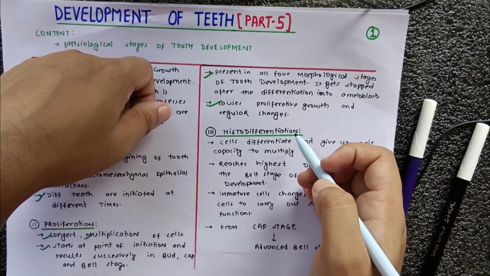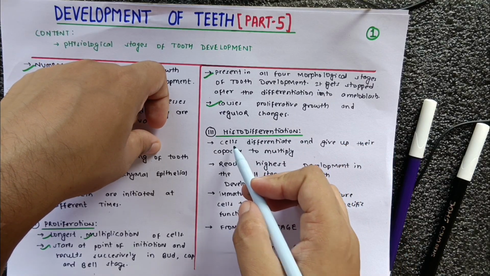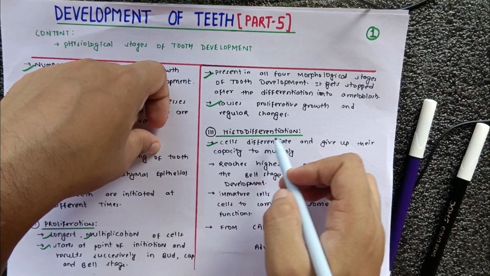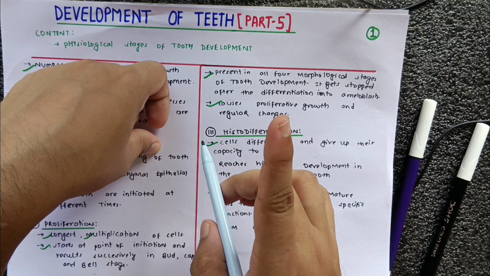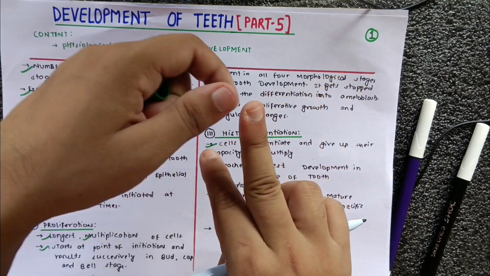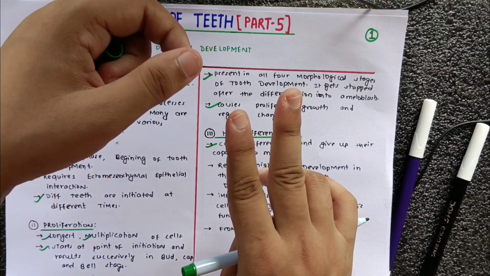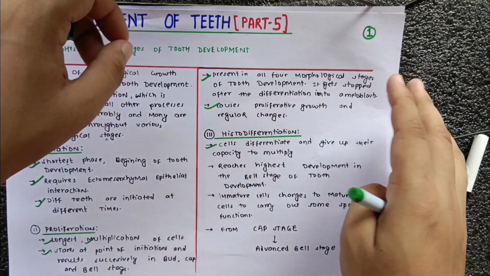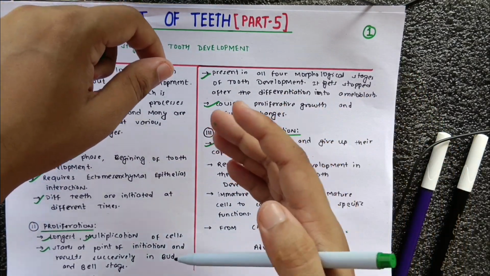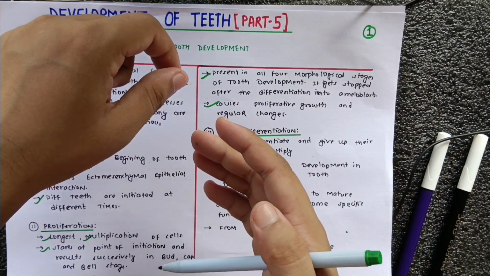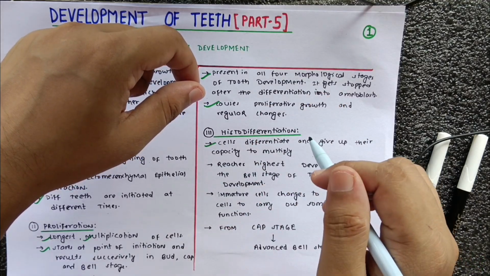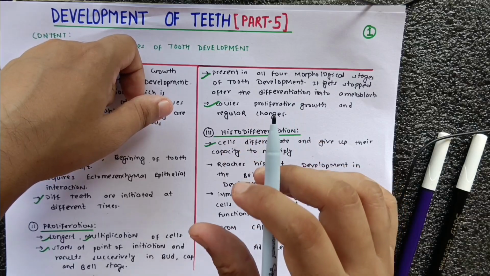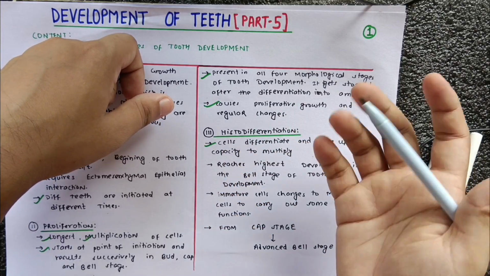After that, in histodifferentiation, as I have written here, the cells differentiate and give up their capacity to multiply. As I have discussed in the previous video, there are two terms: one is morphodifferentiation and another is histodifferentiation. Morphodifferentiation simply means the change in the shape. In the bud stage it is like a bud, but in a cap stage it is like a cap. So there is a changing of the shape, that is due to the proliferation, and that changing of the shape is called morphodifferentiation.